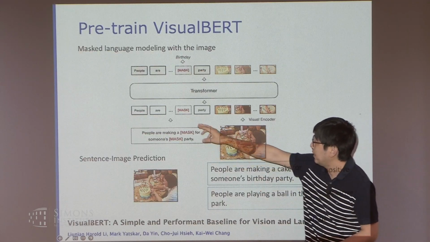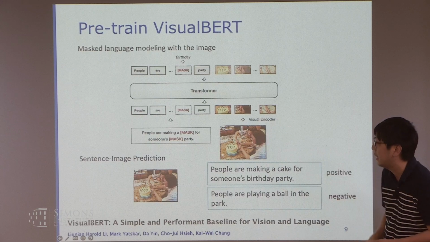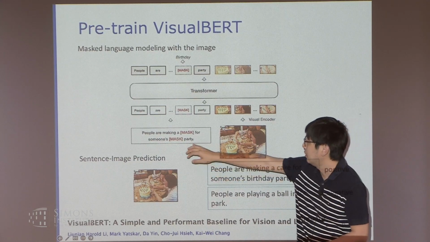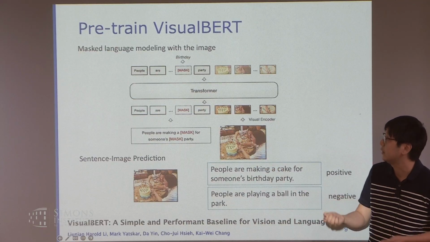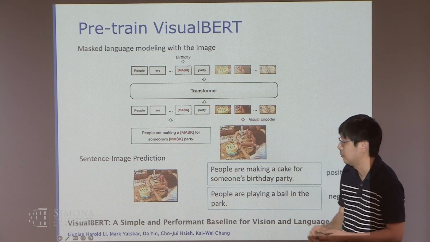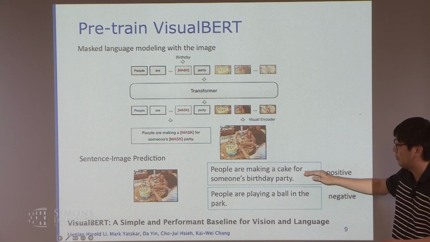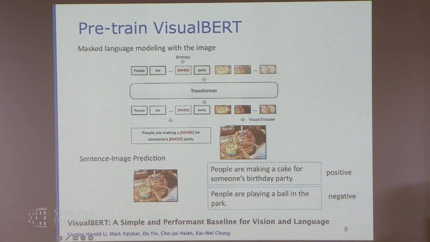And then you can ask the model to predict what is the missing word in the caption based on the image and the text. In that way, because the model sees the cake and then sees the birthday, it can basically associate some abstract information, like birthday is associated with the cake. And you can also do this kind of sentence-image prediction. This is later used to train the CLIP model. You have different captions, and you try to see which caption fits better with this image.